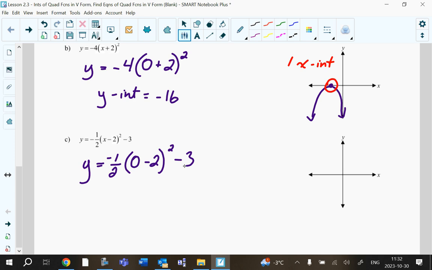Zero minus 2 gives me negative 2 squared. What is negative 2 squared? So this whole thing works out to 4. So I've got negative 1/2 times 4, and I still have to subtract 3. This gives me negative 4 over 2, which is negative 2. Subtract 3, which gives me negative 5. That's the y-intercept. That's separate.